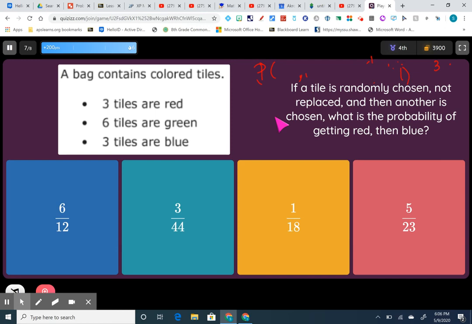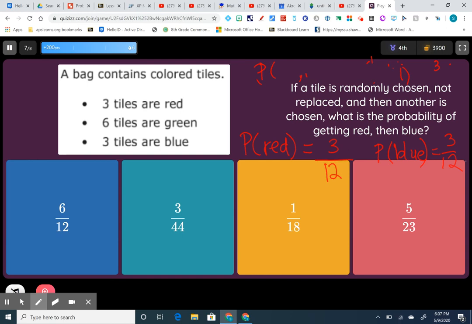Tiles randomly chosen and not replaced. It's not replaced, so we're going to have some dependent events. So, and then another is chosen. What's red? There's 3 of the red tiles. 6 plus 3 is 9. 9 plus 3 is 12, if I'm not mistaken. Then the probability of getting a blue one. Okay. There's 3 out of 12 still.